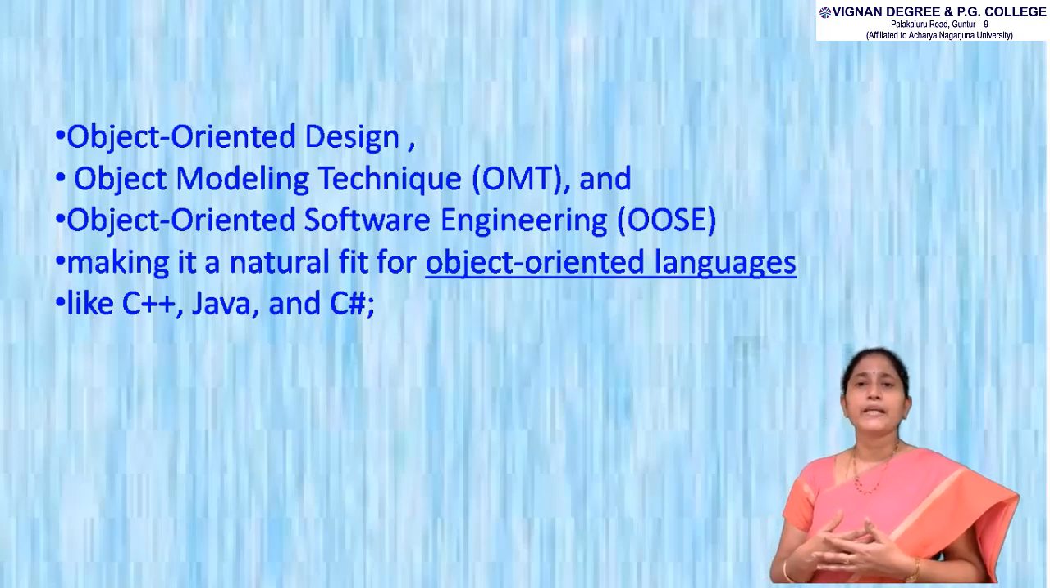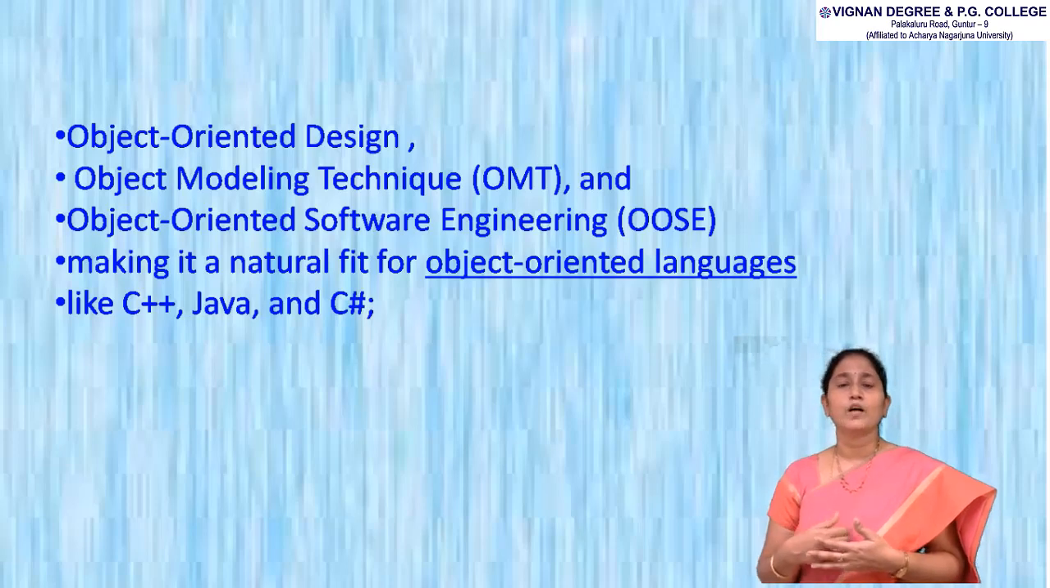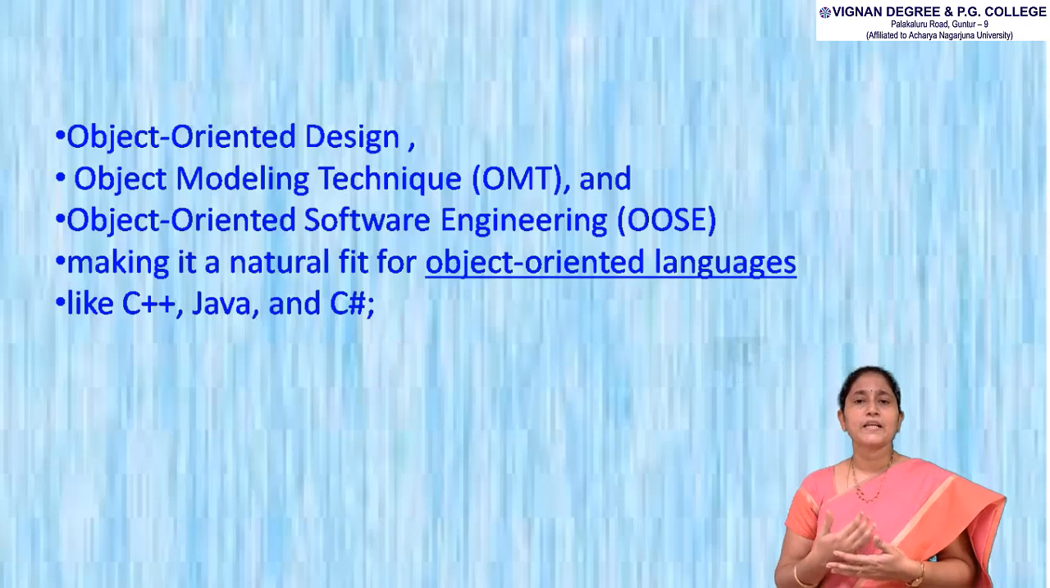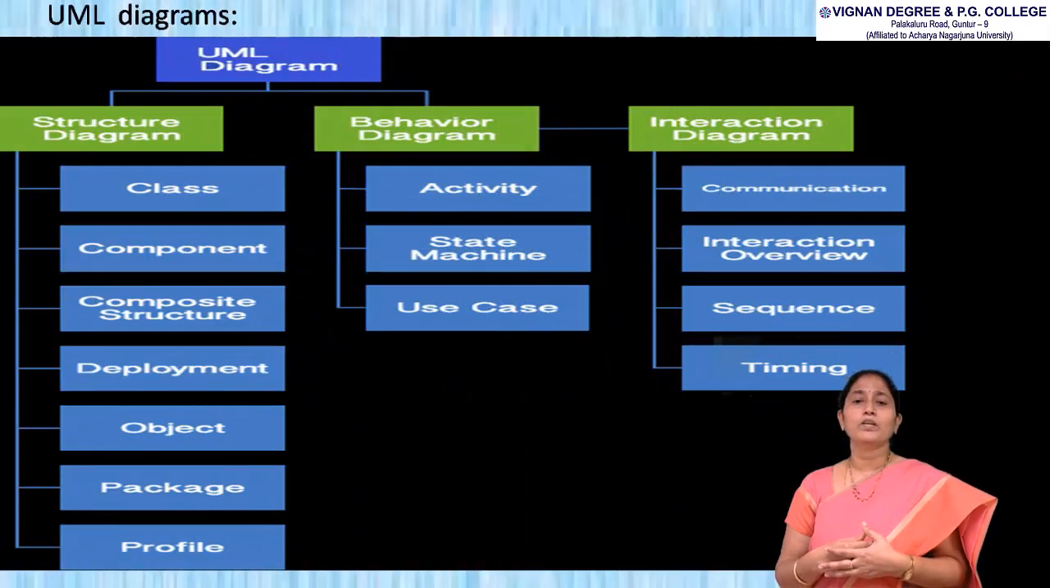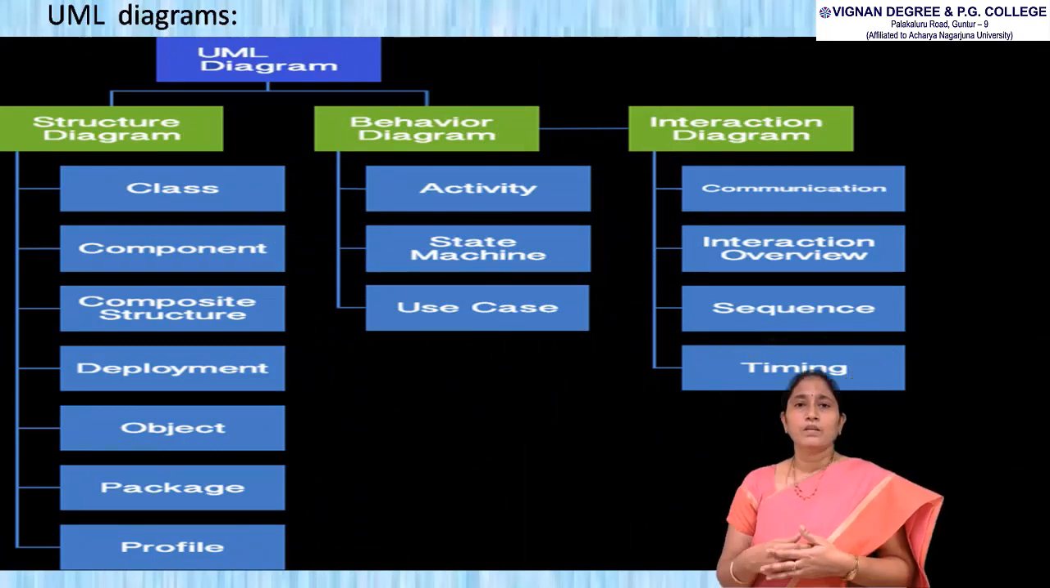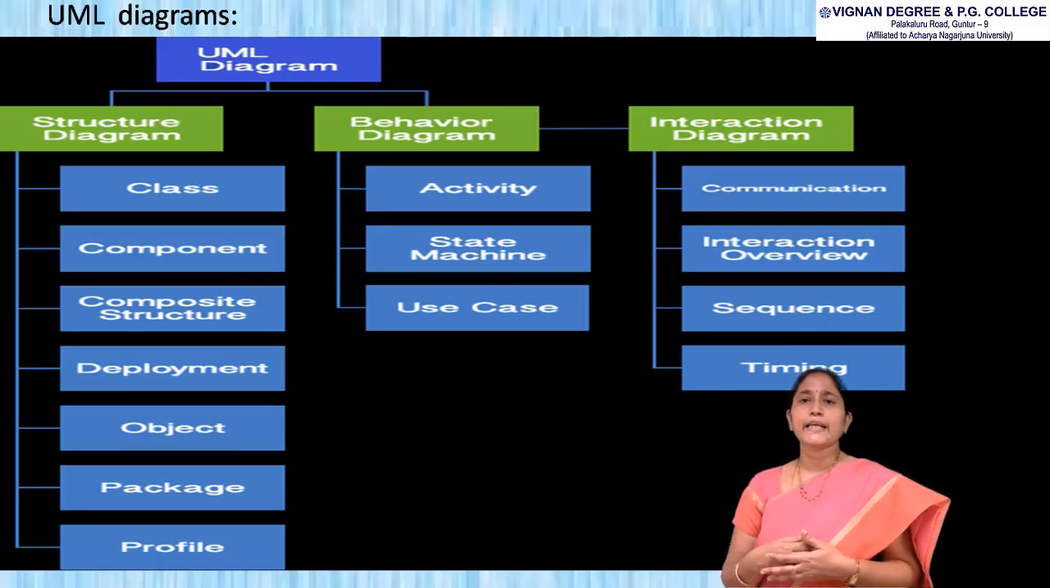It was created by combining several object-oriented notations like object-oriented design, object modeling techniques, and object-oriented software engineering. So it is a natural fit for object-oriented languages like C++, Java, C#. However, you can use it to model almost any type of application, regardless of your hardware, operating system, programming languages or networking. UML allows you to specify, visualize and document models of software systems, both structural and behavioral, before coding.